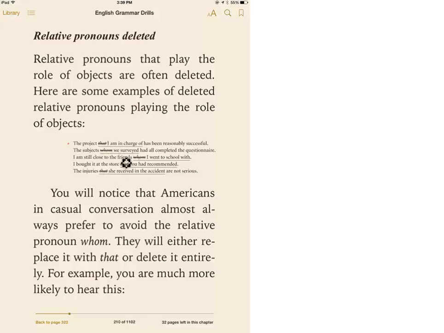You can take a look at these examples. It says you will notice that Americans in casual conversation almost always prefer to avoid the relative pronoun whom. You don't hear it very often. So we usually avoid that pronoun in conversations. We will almost always use the word that, or we will simply delete it. We won't use it at all.